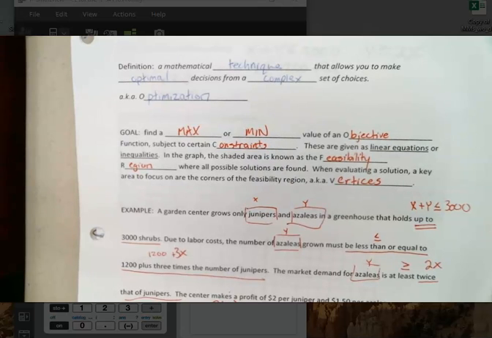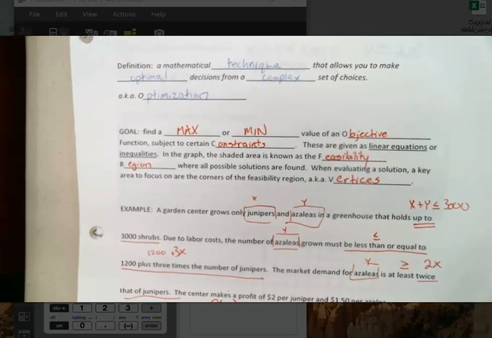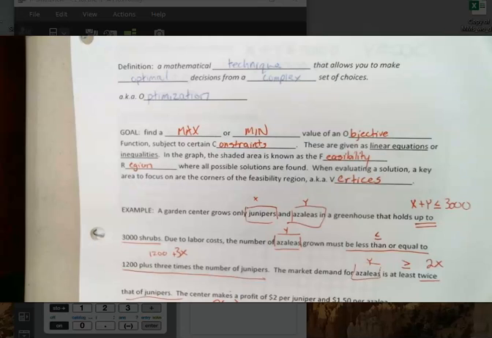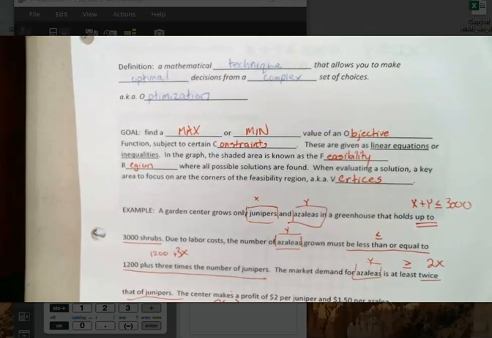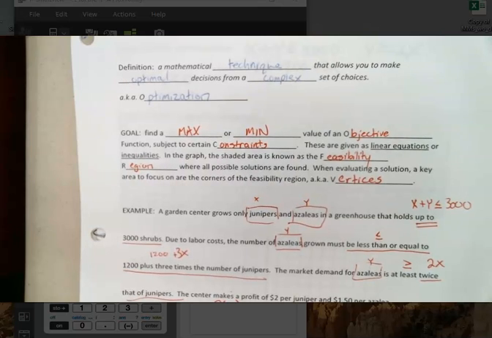There will be a shaded region that's known as the feasibility region. That's where you're going to make some money. All possible solutions of the two things that you're trying to sell will be in the shaded area. We've got your x and your y vertices.